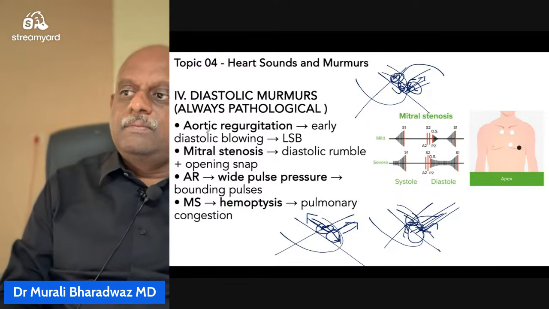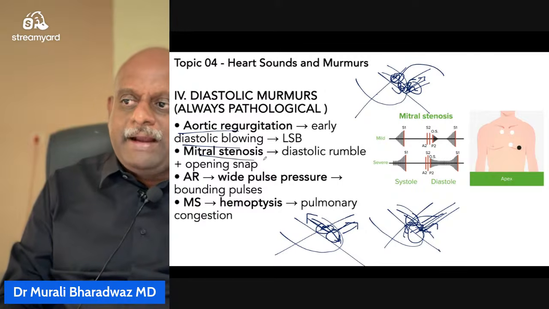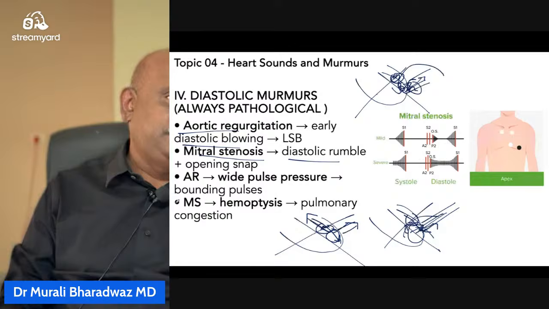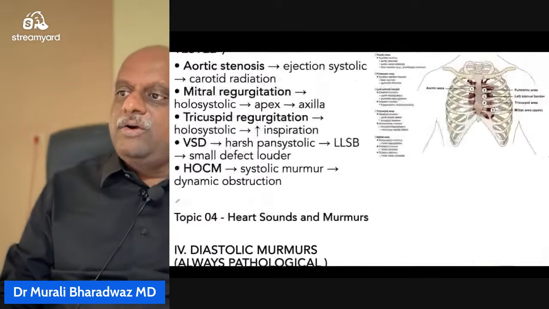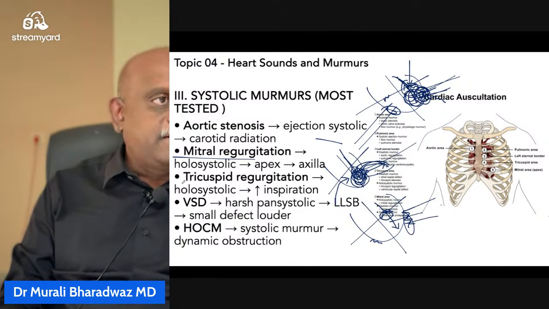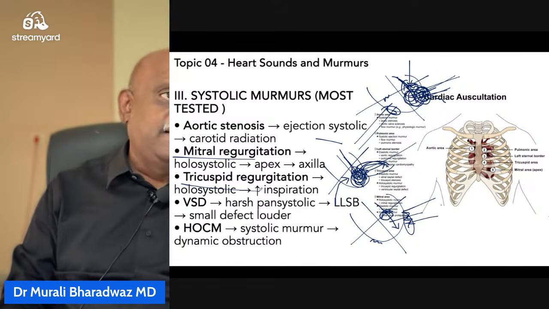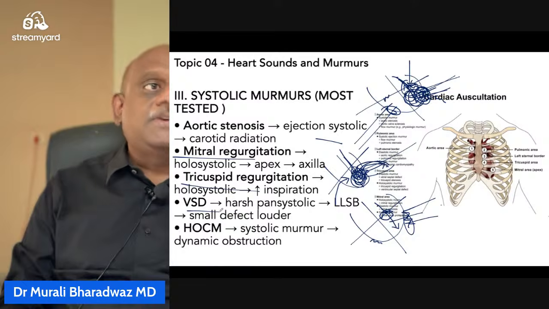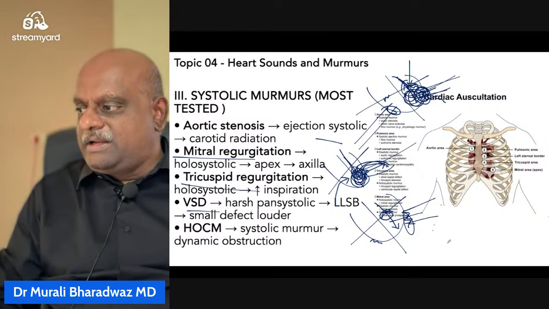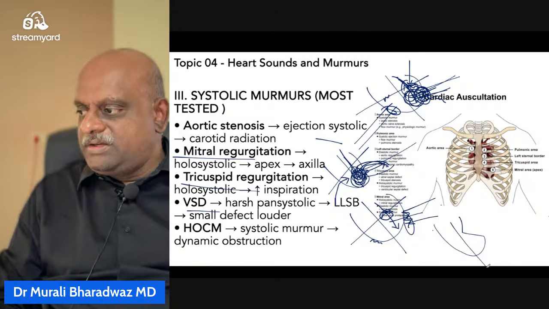So now, aortic regurgitation is a diastolic murmur. Mitral stenosis is a diastolic murmur, whereas aortic stenosis is a systolic murmur. Mitral regurgitation is systolic, tricuspid regurgitation systolic. VSD, ventricular septal defect, if it is there, same imagination, no rocket science.